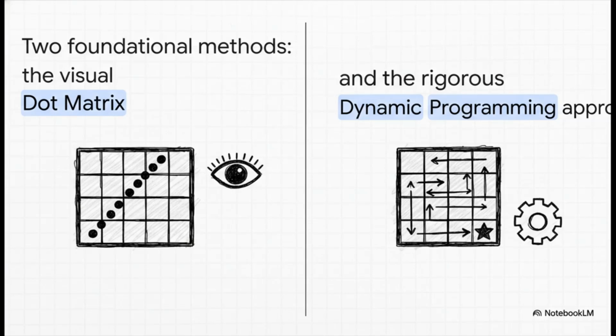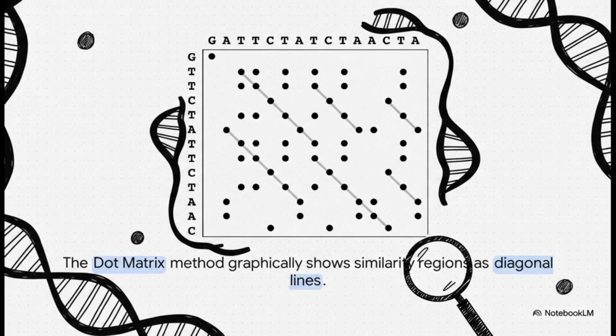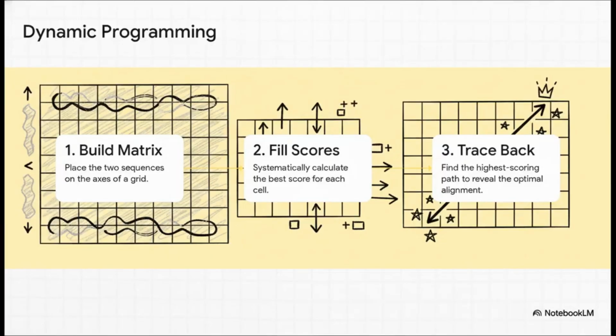We're going to look at two of the foundational methods that really started it all: the simple, visual dot matrix method, and the much more powerful and rigorous dynamic programming approach. The dot matrix, or dot plot, is probably the simplest way you can visualize an alignment. You just put one sequence on the x-axis, the other on the y-axis, and you put a dot wherever the letters match up. A nice, clean diagonal line, just like you see here, means you've got a strong region of similarity. And if you see a break in that line, well, that's a clue that there's been an insertion or a deletion. But for a truly precise, mathematically guaranteed best answer, we need dynamic programming.